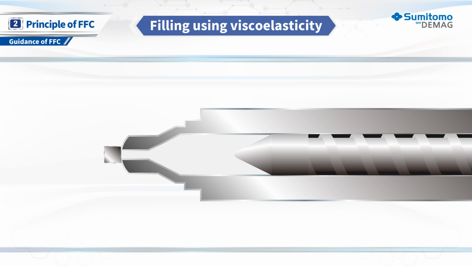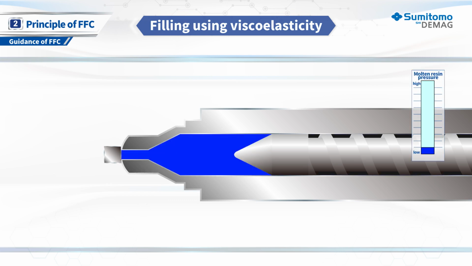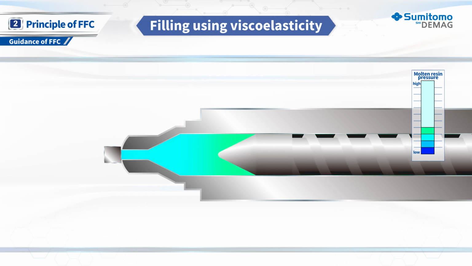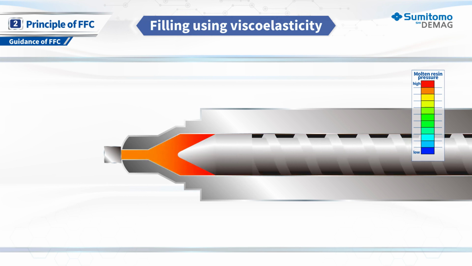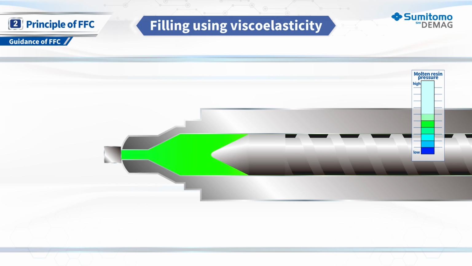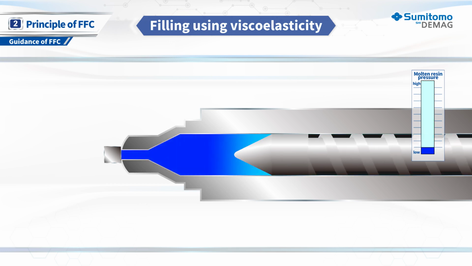In order to make it easier to understand the resin pressure state in the cylinder, here, the pressure is indicated by gauge and color. As the screw moves forward, the resin is gradually compressed, and the resin pressure increases. Then, as the screw retracts, the volume of the resin returns to its original volume, and the pressure decreases. This is the characteristic of the viscoelasticity of resin.